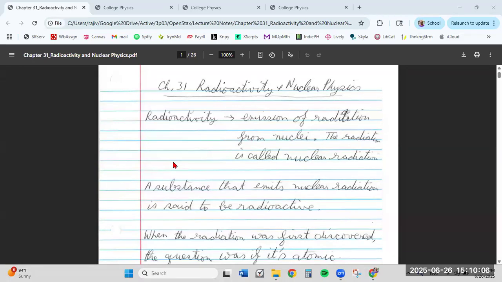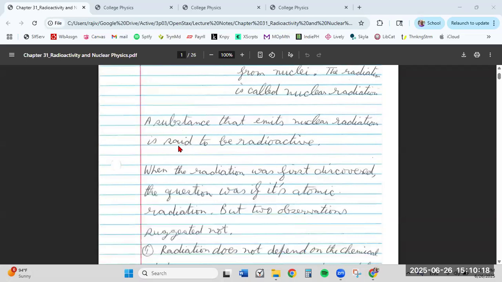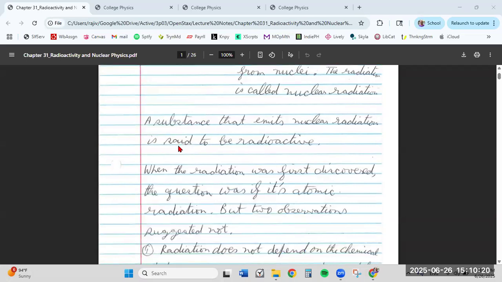The term radioactivity refers to emission of radiation from the nucleus. And this radiation that's emitted is called nuclear radiation. A substance that emits nuclear radiation is said to be radioactive.